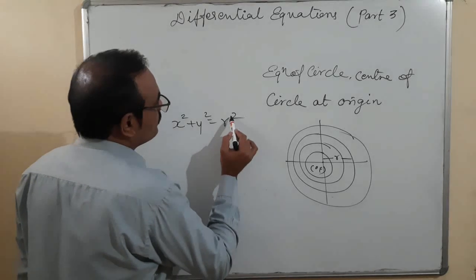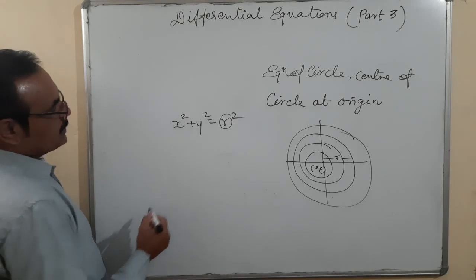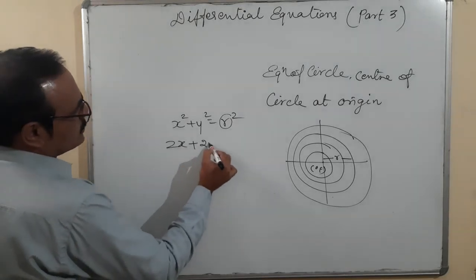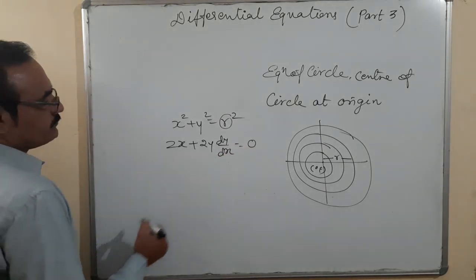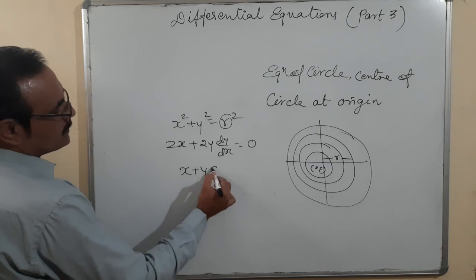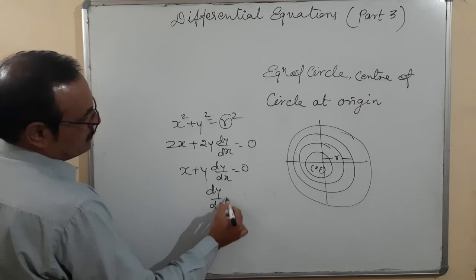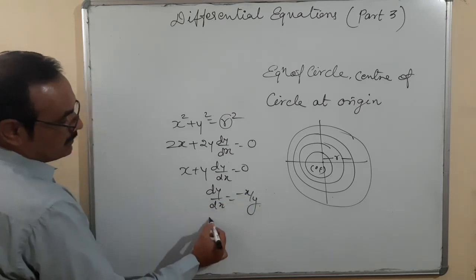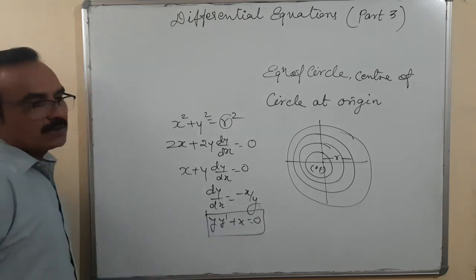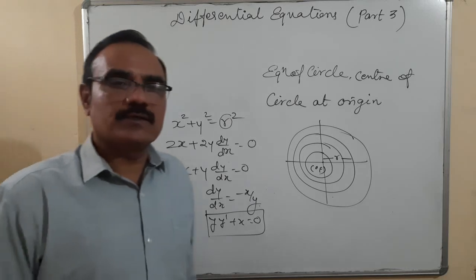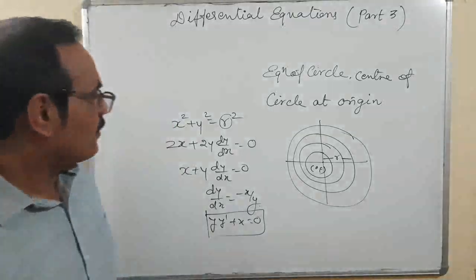So here we want to eliminate this r. What should be done? Differentiate with respect to x. 2x plus 2y dy by dx is equal to 0. 2 common, x plus y dy by dx is equal to 0. So dy by dx is equal to minus x upon y. That means y dash plus x is equal to 0. This is the differential equation of family of circles having a center at origin and radius r.